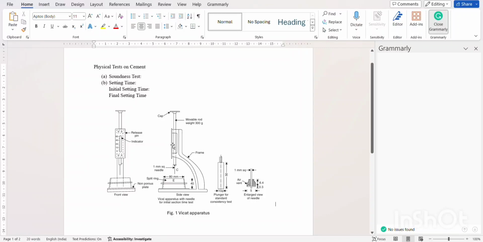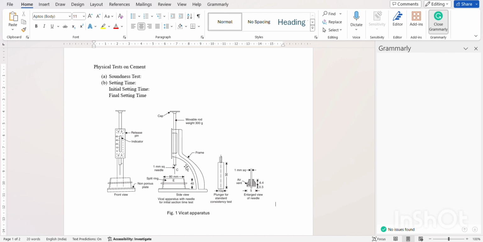Physical tests on cement. A. Fineness test. It is conducted by sieve analysis. 100 grams of cement is taken and sieved through sieve number 9 for 15 minutes. Residue on the sieve is weighed. This should not exceed 10% by weight of sample taken.